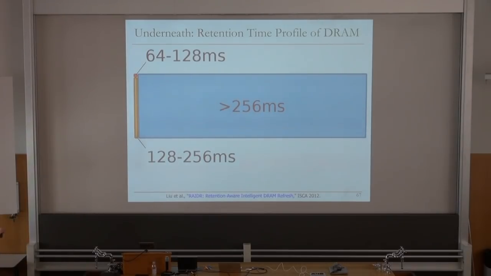And there's clearly a distribution over here, which I'm going to show you in a little bit. But even if you recognize this, and maybe ignore this 128 part, refresh this chunk every 64 milliseconds, and refresh everything else every 256 milliseconds, you get rid of almost 75% of the refreshes, right? If you have this awareness. That's the idea, basically. So if you know what's happening underneath, then you can do this.